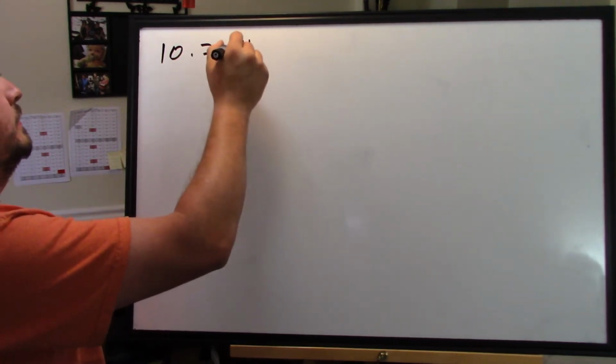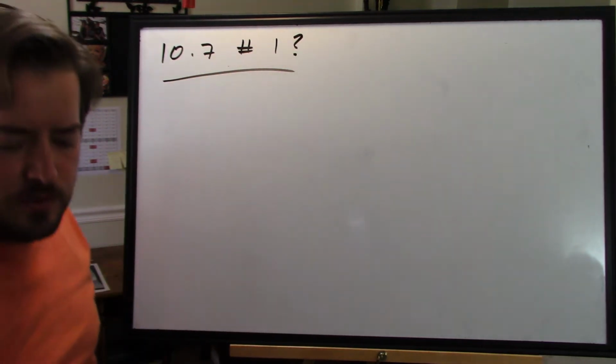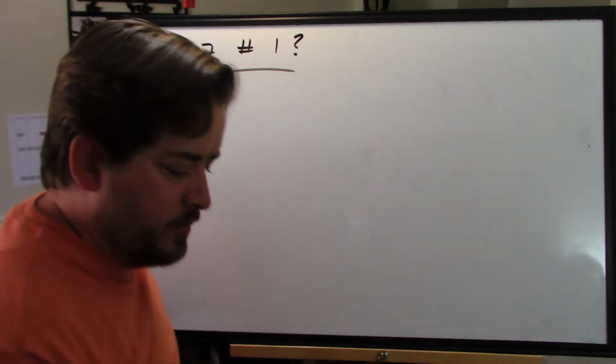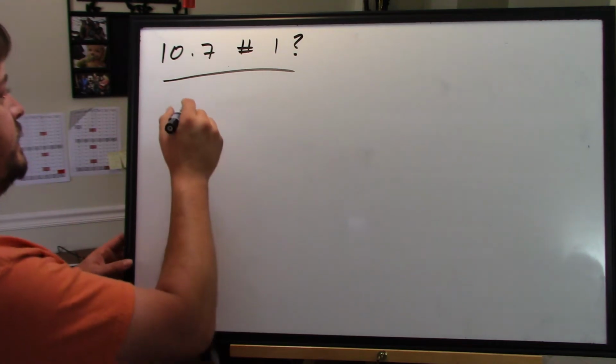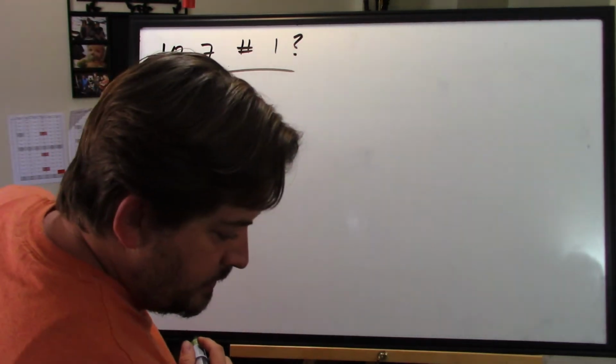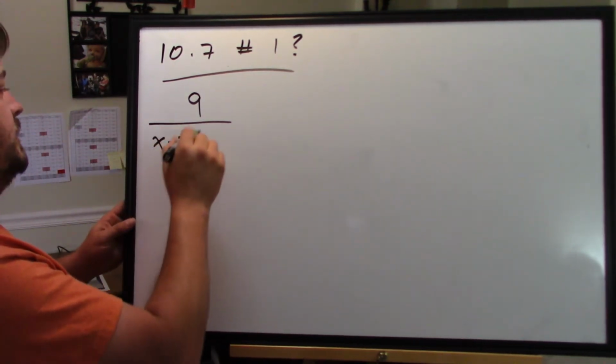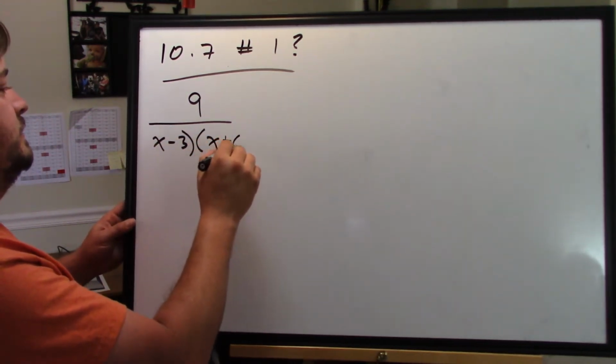I didn't write down which one this is. I believe it's number 1. Maybe. Might be 2. It's either 1 or 2. But let's take a look at it. It is 9 over x minus 3 times x plus 6. Right?